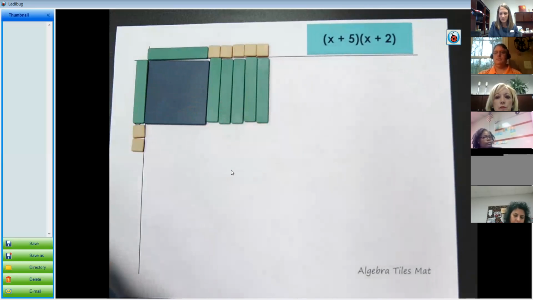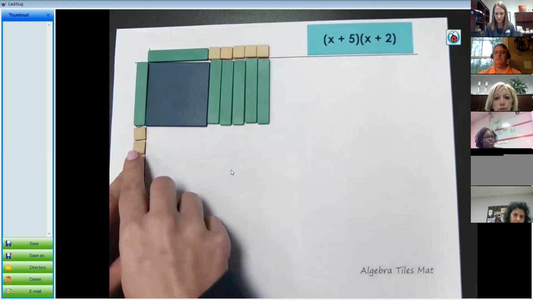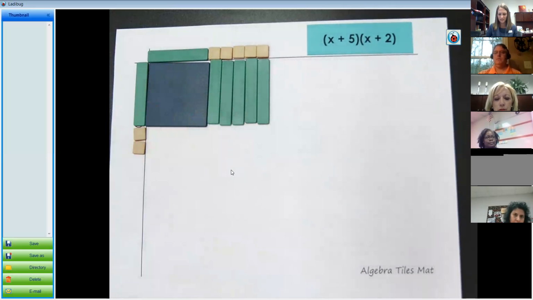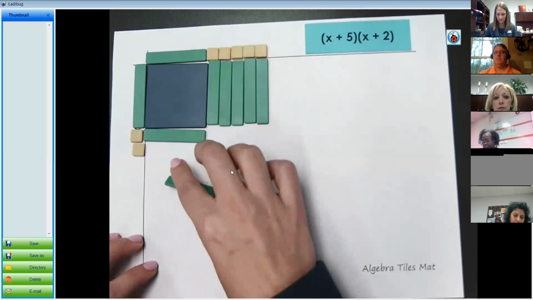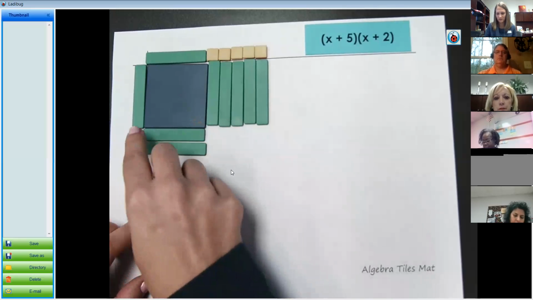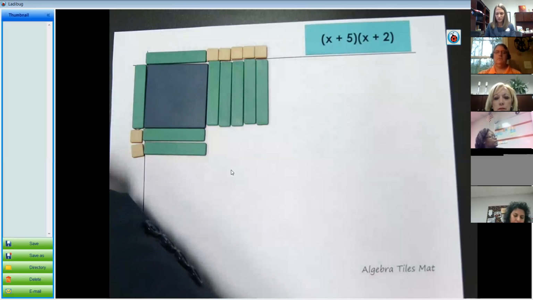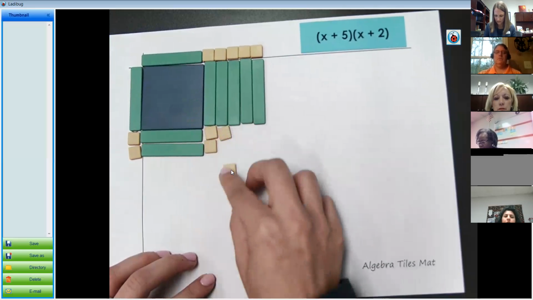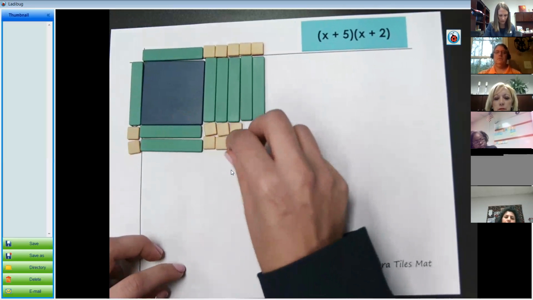Okay. Down here, now I'm looking across. I still have these 2 units being multiplied by my x term. So 1 times x is again a positive x. 1 times x is again positive x. And then we've got 1 to go. We have the 2 here times the 5 here. So we know 2 times 5 will give me 10 positive tiles. All right, so bear with me as I build real quick.